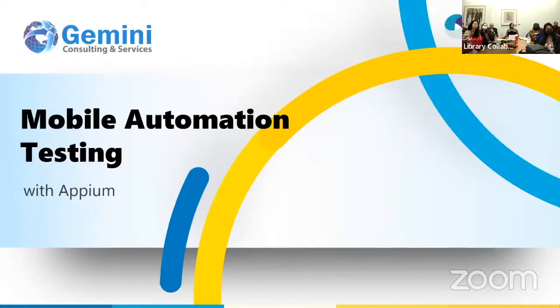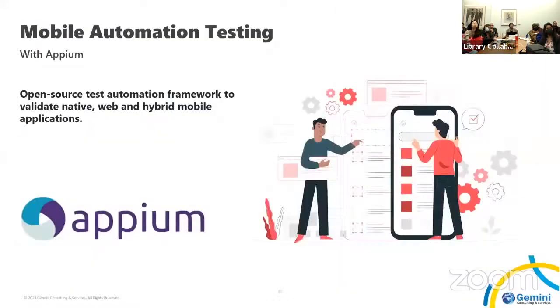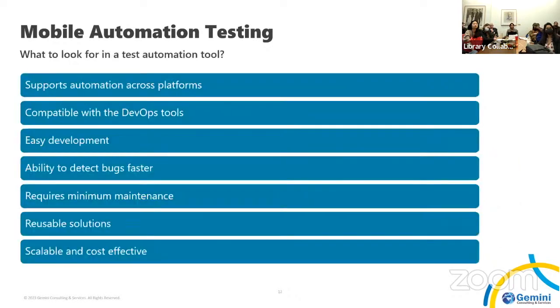So we heard about cross-browser testing, and like I said, I also wanted to introduce you to mobile automation testing. And Appium is one of the tools that we use for mobile automation testing. Appium is another open source test automation framework to validate any native, web and hybrid mobile applications like iOS, Android, and so on.